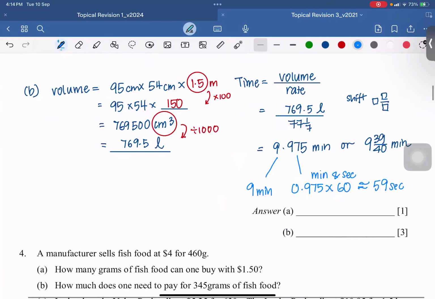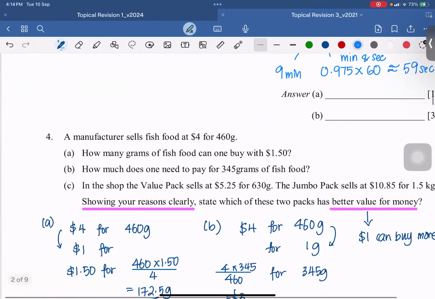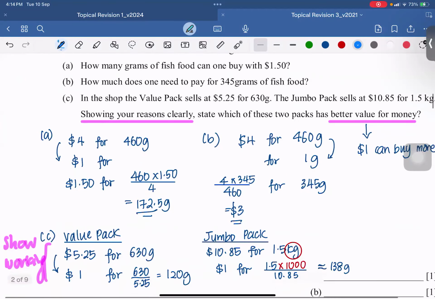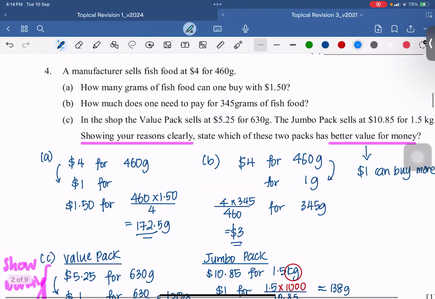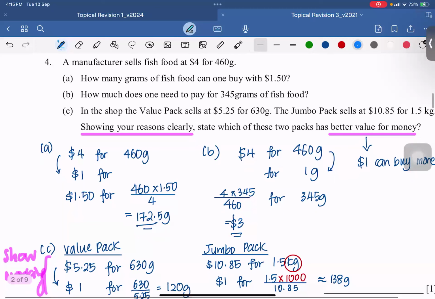All right, next question, question number 4. All right, question number 4 says, this is the fish food, $4 for 460 grams. My answer over here may not be the only answer in part C. So it depends on how you write your answer. So those of you who are not very sure, okay, you don't need to do corrections first. Later when I collect back, I'll mark your answers, okay?